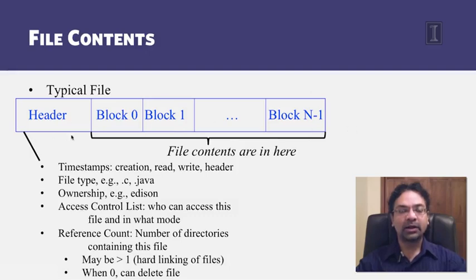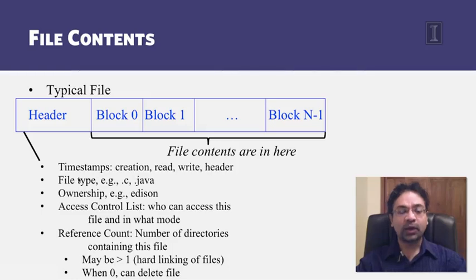The header in turn contains a lot of meta information about the file. For instance, it may contain timestamps. When was this file created? That's a creation timestamp. That would include the date and the time at which the file was created. When was the file last read? Whenever the file is read by any process, the read timestamp is updated. When was the file last written is maintained in the write timestamp similarly. And finally, when was the header last updated? If the header was last updated at some time, then that time and date is written in the header timestamp. Now, of course, these are only samples. There might be other kinds of timestamps in the actual file systems themselves.